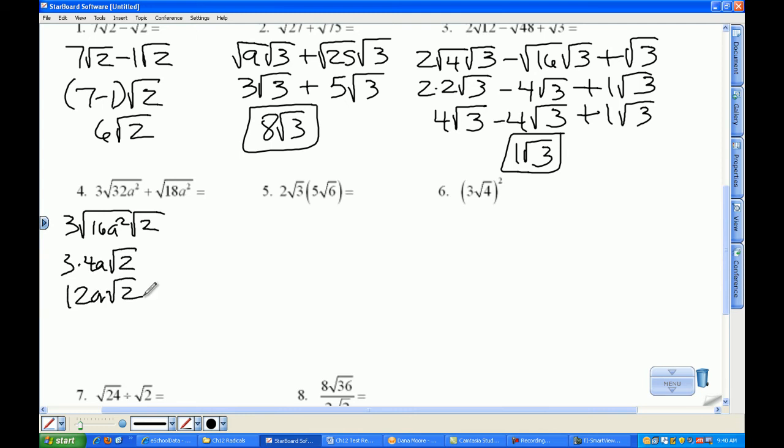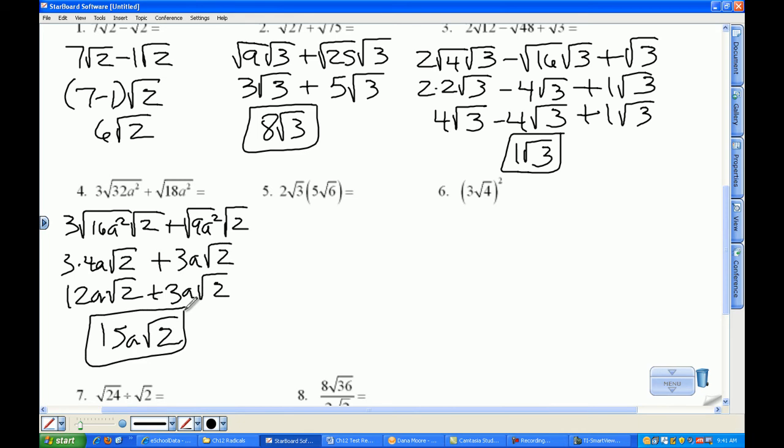For 18a squared, I'm going to break that up into radical 9a squared and radical 2. The square root of 9a squared is 3a. And I'll just bring that down so everything lines up. 12 plus 3 is 15. 15a radical 2.